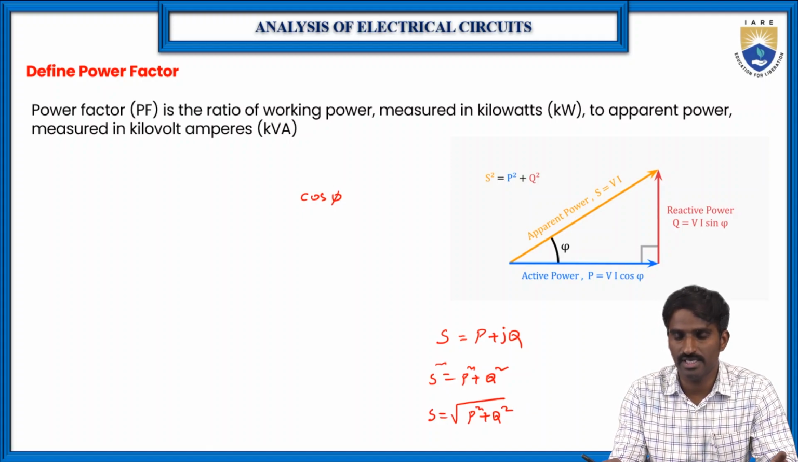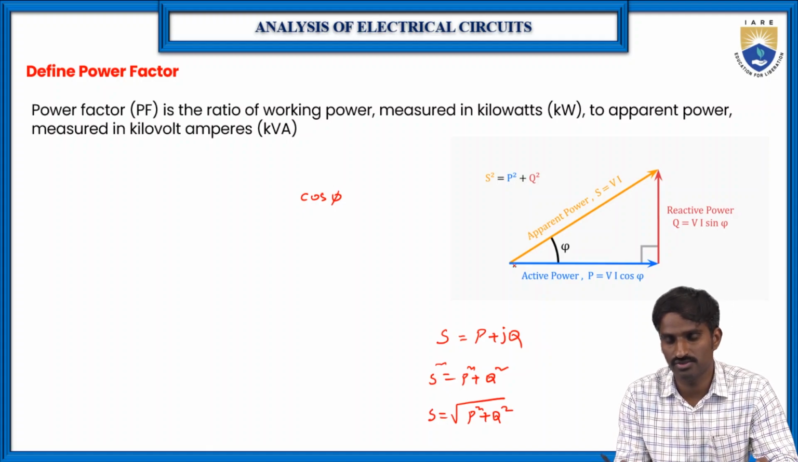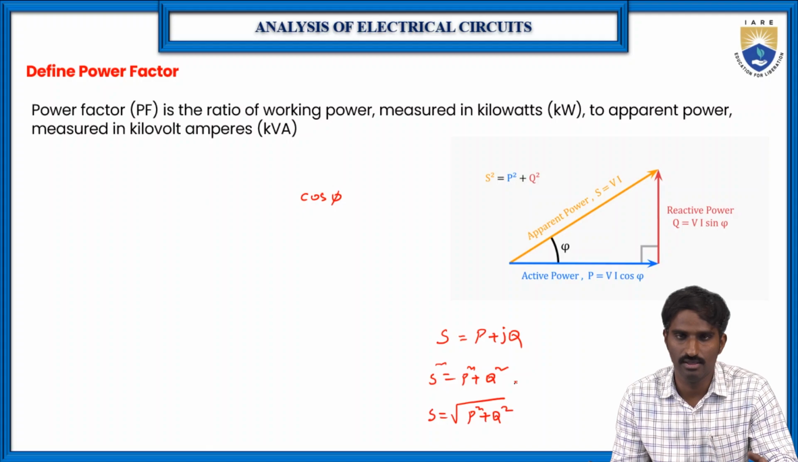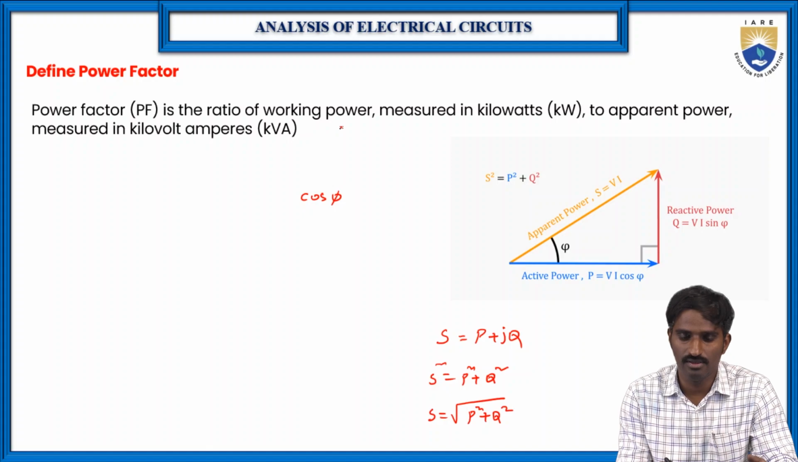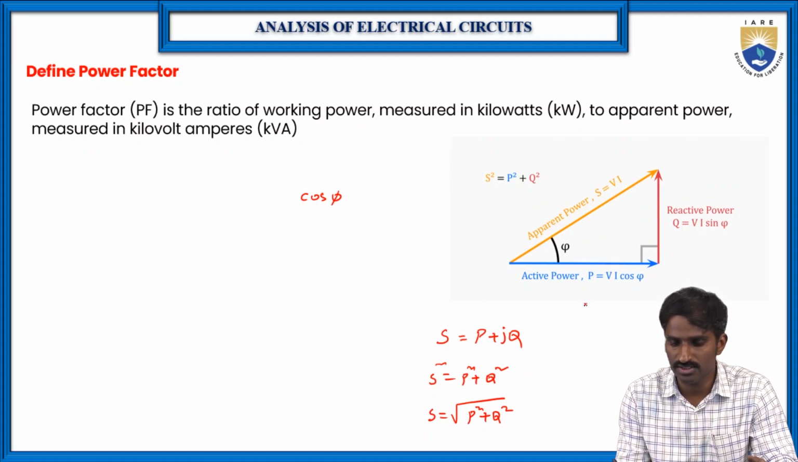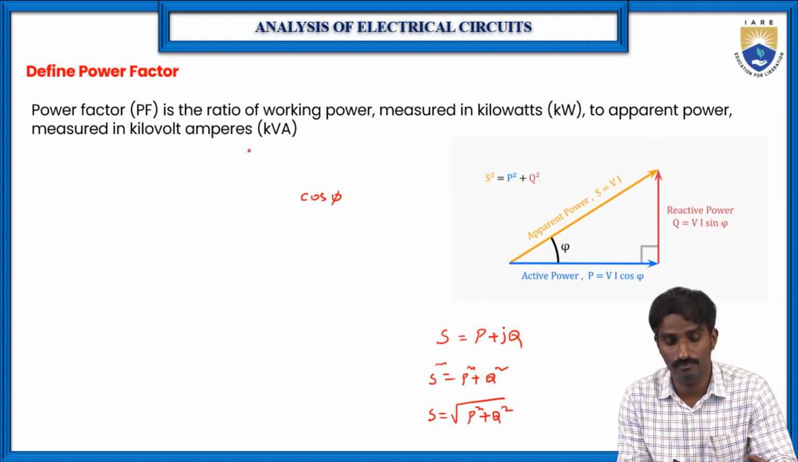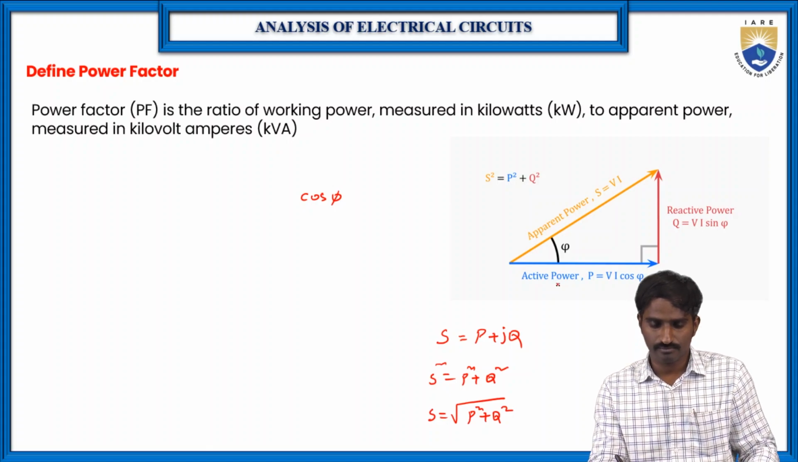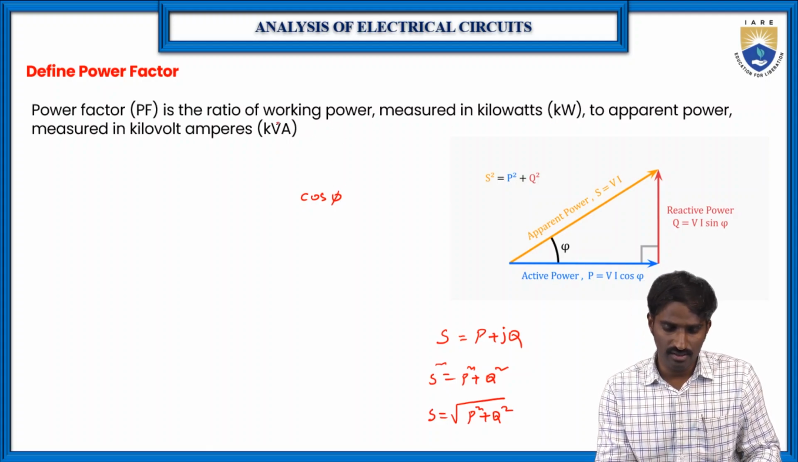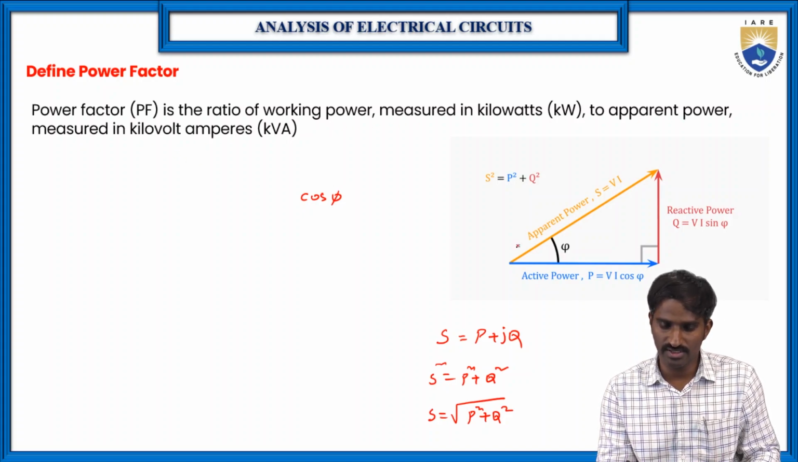We already discussed what active and reactive power are. Active means the useful power, the power actually being utilized. Then the power factor is the ratio of the working power measured in kilowatts to the apparent power measured in kilovolt ampere. So here it is kW, kilowatts, and kVA, kilovolt ampere, which means it is the ratio of the power measured to the apparent power measured.